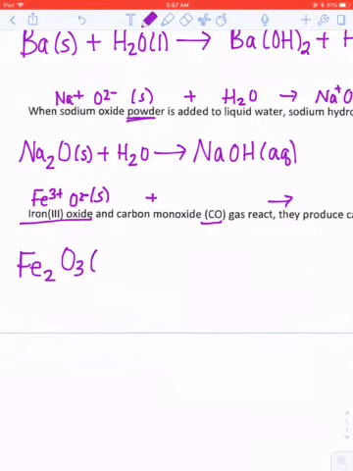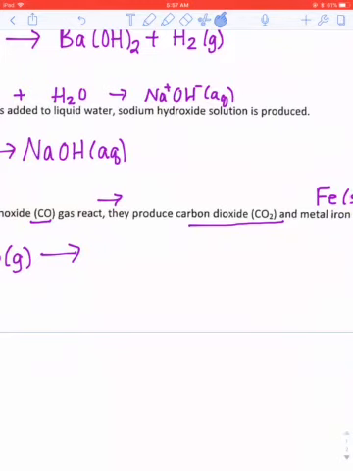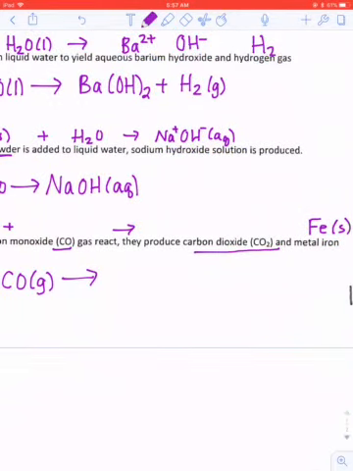All right, so this is going to be Fe2O3 solid, maybe, plus CO gas makes CO2 gas plus iron solid.